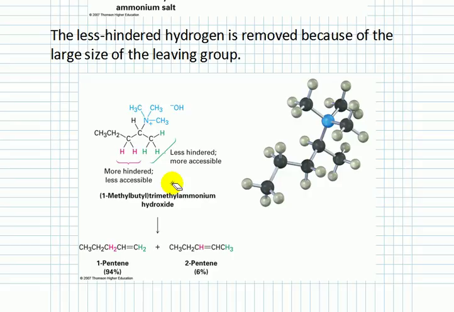So that means the one with fewer R groups on it, or you can think of it as the one with more H's on it, is the one that gets attacked. So if I have this compound with the quaternary ammonium, the hydroxide is going to preferentially attack one of these less hindered hydrogens, right? Giving us 1-pentene instead of 2-pentene. 1-Pentene is produced in large excess in this reaction. So much so that you could purify it and get that in excellent yield.